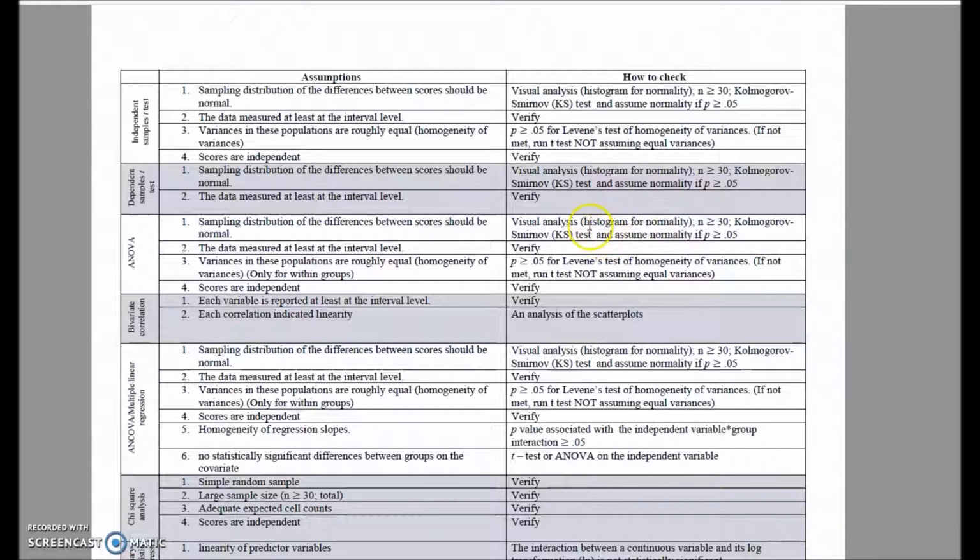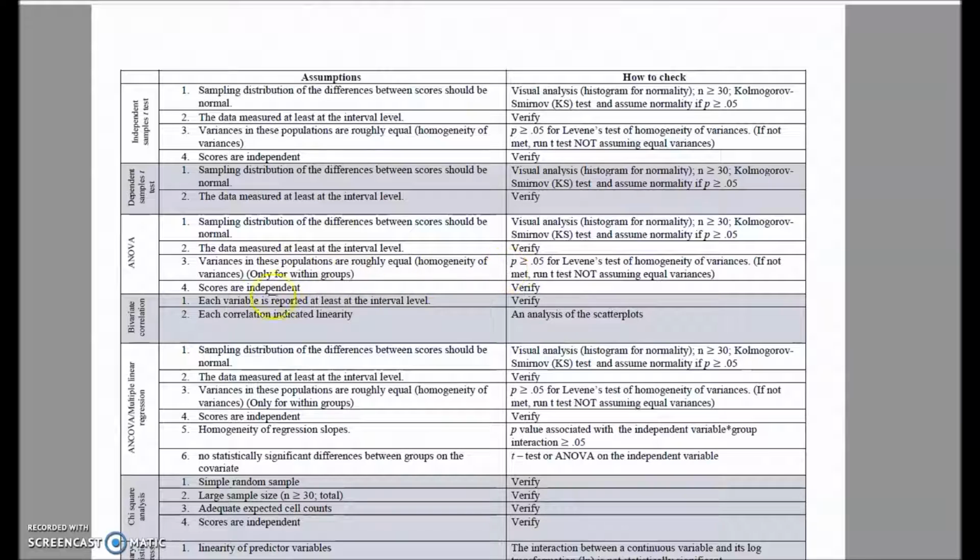So here are the same 3 conditions. Visual analysis through the histogram. N is greater than or equal to 30. KS test, and then we assume normality if p is greater than or equal to 0.05. So here we already know that our N is not greater than or equal to 30 because we only have 15 participants, right? The data is measured at least at the interval scale, which is yes, because we have the dependent variable libido in the interval scale.